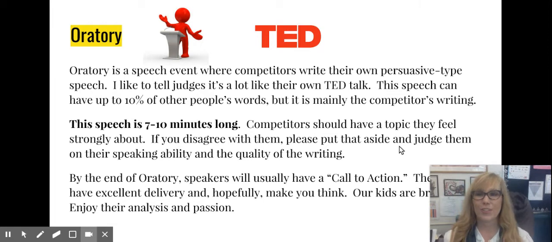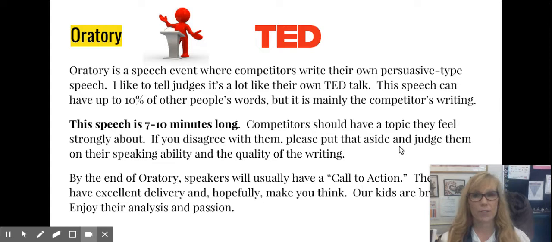Okay, the oratory. The oratory is a speech event where competitors write their own persuasive type speech. So I like to tell judges, it's a lot like writing their own TED Talk. This speech can have up to 10% of other people's words, but it's mainly the competitors writing. If you feel like they have way too much of other stuff, you can ask the coach about it. In general, the kids know this and you don't have to worry about that part of it. This speech is 7 to 10 minutes long.